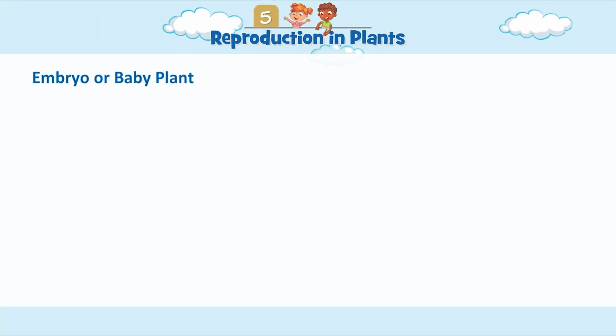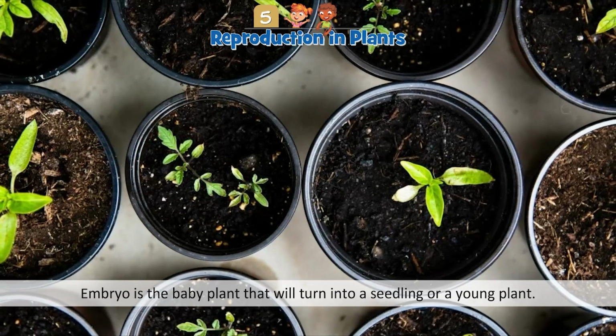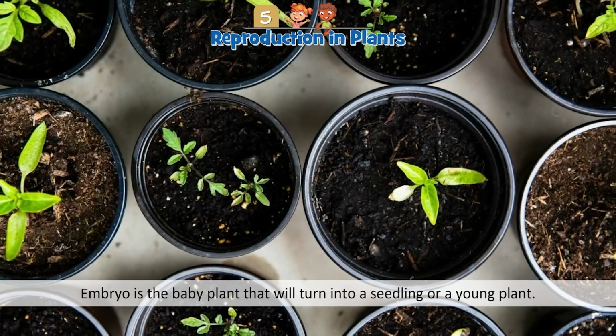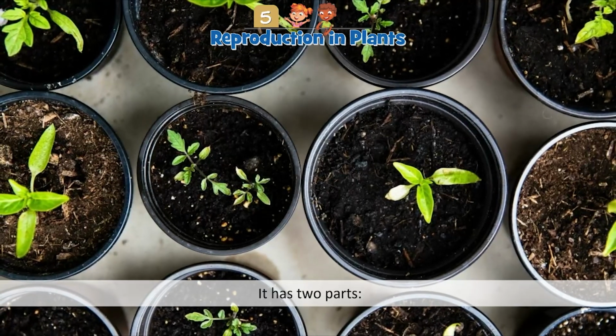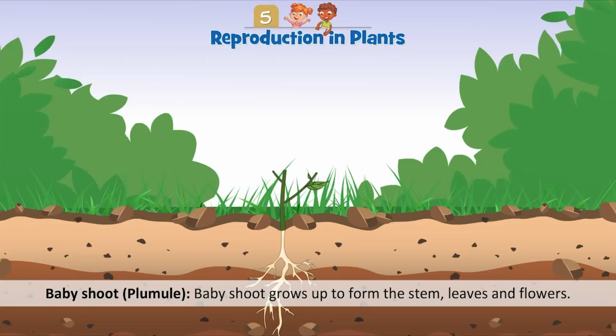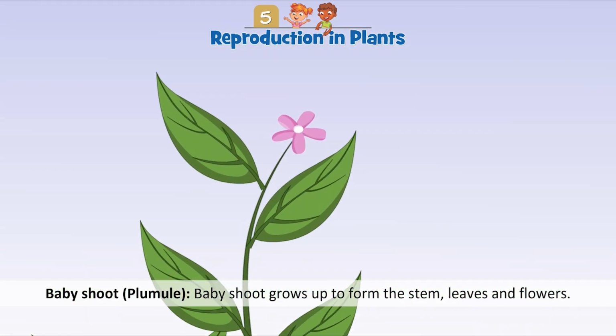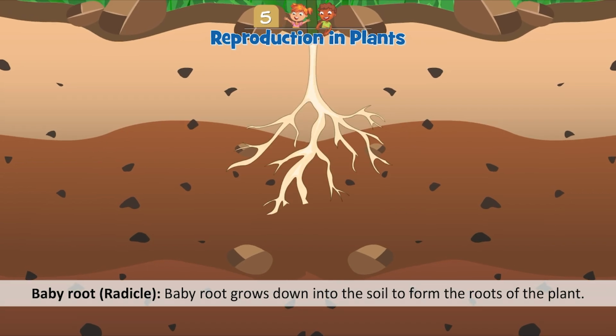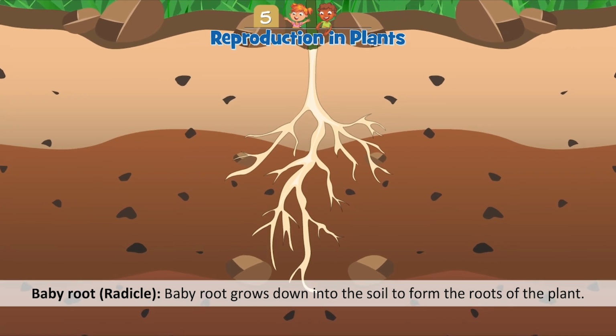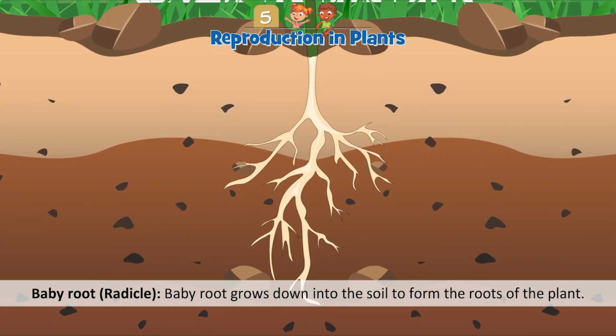Embryo or baby plant. Embryo is the baby plant that will turn into a seedling or a young plant. It has two parts. Baby shoot, plumule. Baby shoot grows up to form the stem, leaves, and flowers. Baby root, radicle. Baby root grows down into the soil to form the roots of the plant.